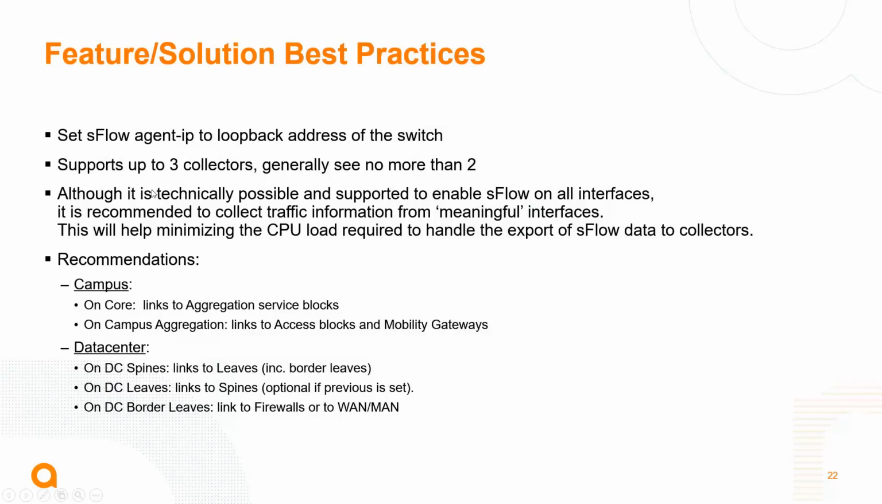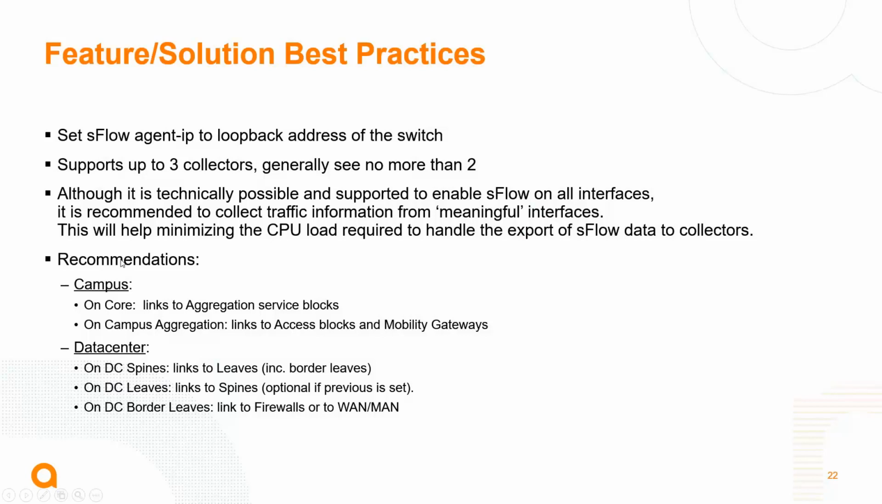This is technically possible and supported, to enable S-Flow on all interfaces. We have that capability, and you will see that there is a COPP policy that prevents the CPU from being completely overloaded by S-Flow. Remember that S-Flow sampling is done in the ASIC, but the export to the collector is done by the CPU. So it is recommended to collect the traffic information only from the really meaningful interfaces in the network. This will minimize the CPU load. Again, the CPU is used for exporting the S-Flow data to the collector.